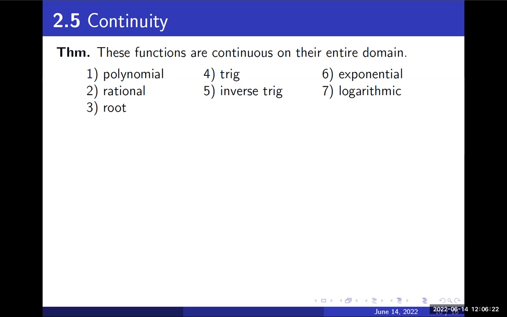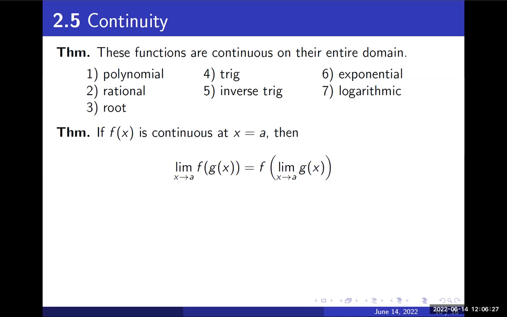Why is this helpful? By itself, it's not really that helpful. We're going to combine that theorem with this next one. If f of x is continuous at x equals a, which we know all of those functions above are always continuous on their domain, okay? If f of x is continuous at x equals a, then the limit as x approaches a for f of g of x is equal to f of, and you see we push the limit inside, the limit of g of x as x approaches a.